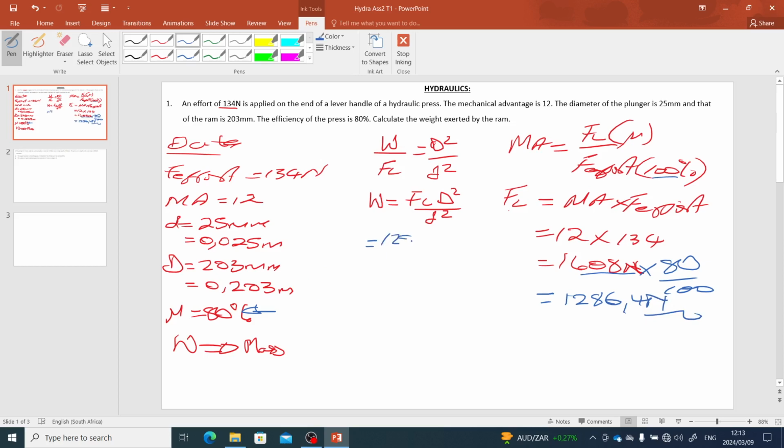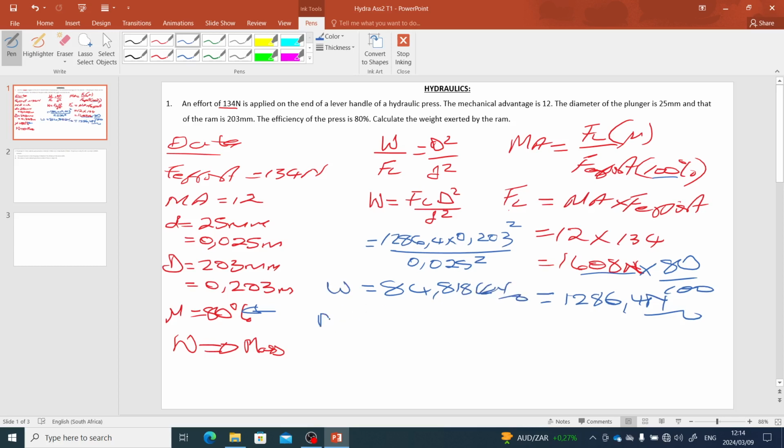Now we can use this force to calculate our W. It is 1286.4 multiplied by big D, 0.203 squared, divided by 0.025 squared. Then we get our answer as 84.818 kilonewtons. Now, this is our W.